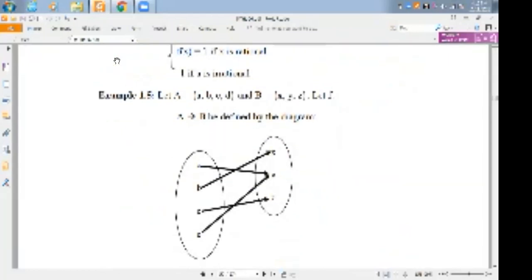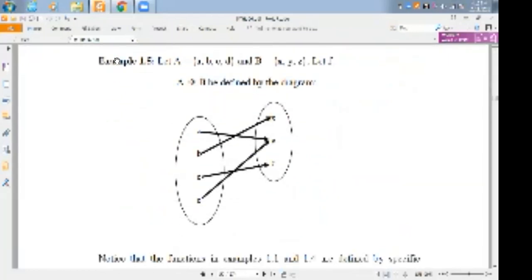Then this is a typical example, example 1.5, where we'll have let A equal to a set A, B, C, D, and set B.